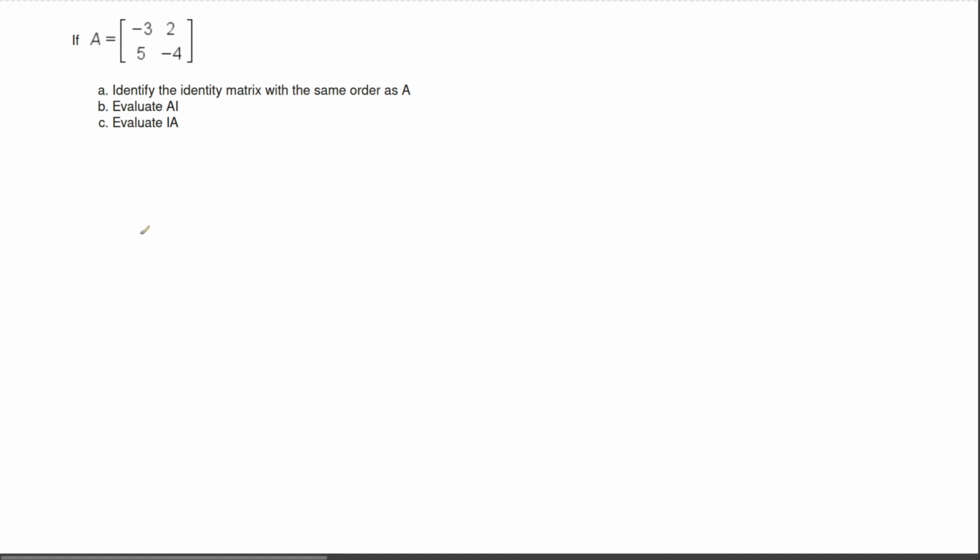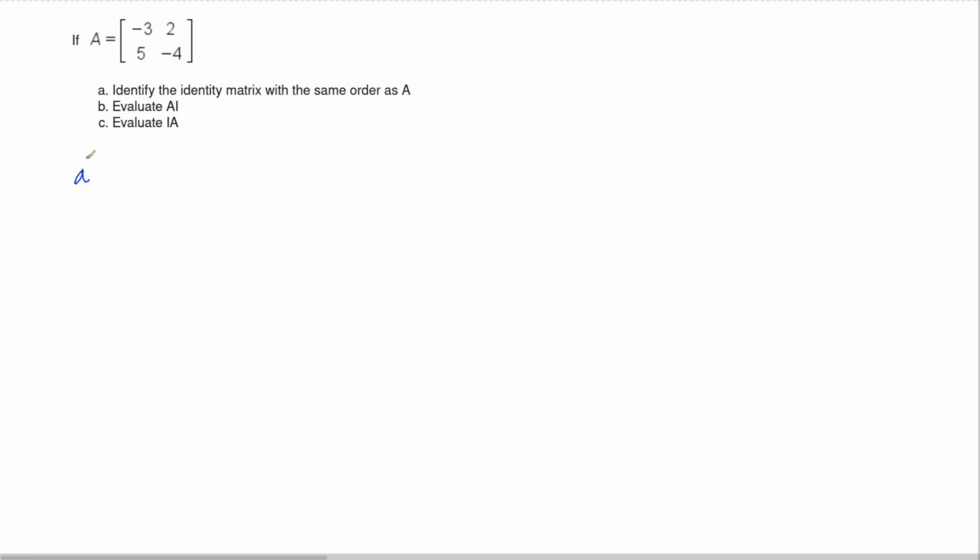Hi, in this video, I'm looking at this problem here where we're given matrix A. I want to identify the identity matrix that's the same order, same size as A, and then evaluate what the matrix A post multiplied by I is and pre multiplied by I is.